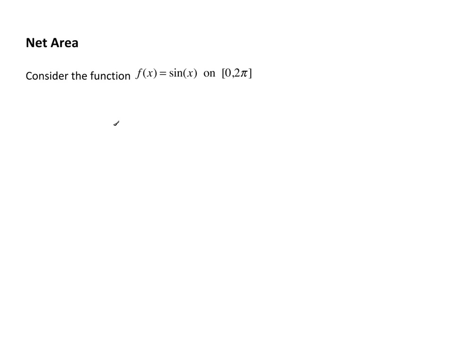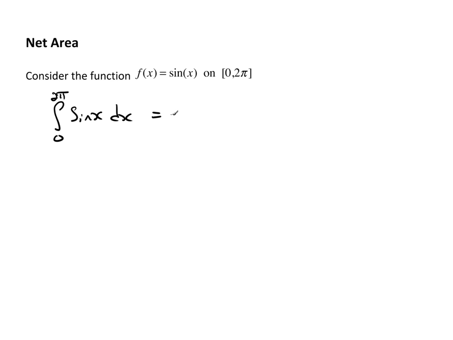Let's revisit the idea of net area. First of all, let's consider the function f of x equals sine x on 0 to 2 pi, and I want to find the area under the curve. Well, sine x is continuous everywhere, so there's no continuity issue. So right away you go from 0 to 2 pi sine x dx.